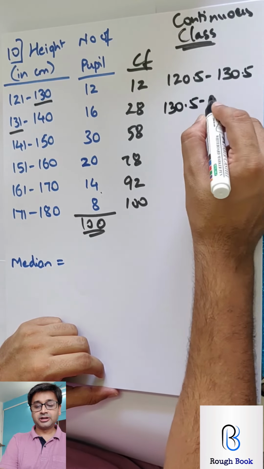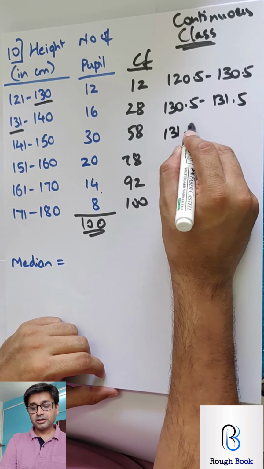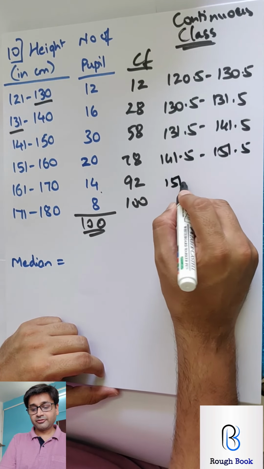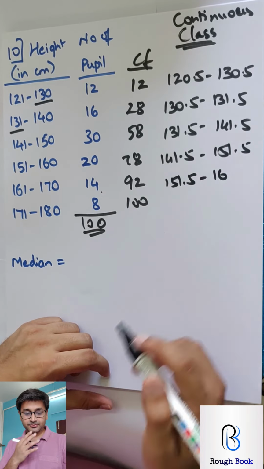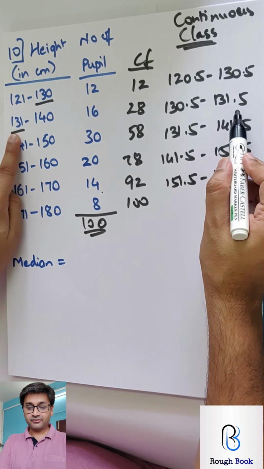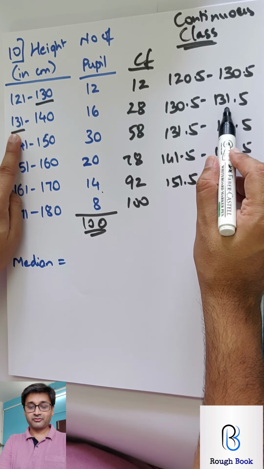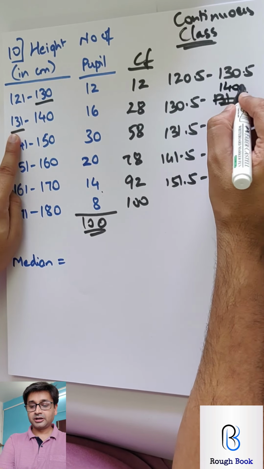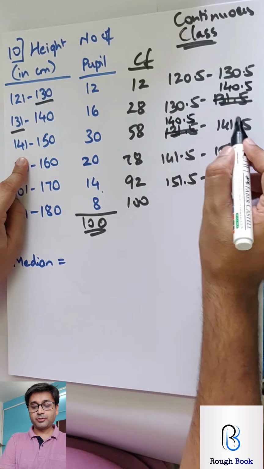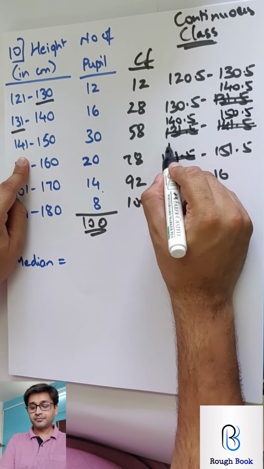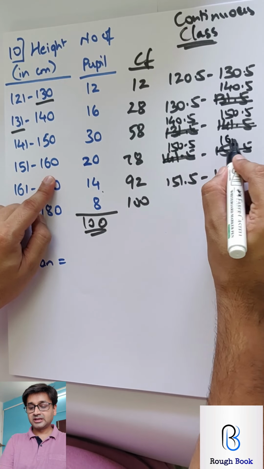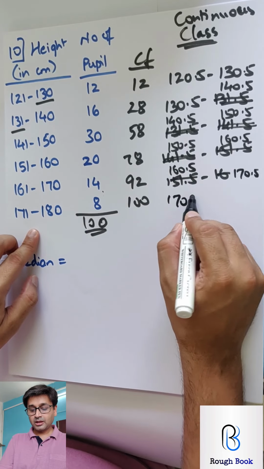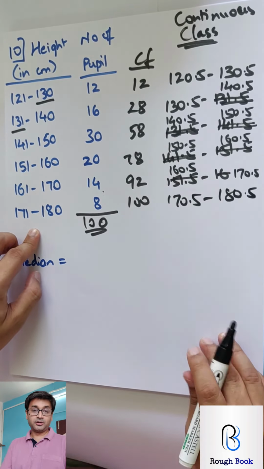130.5, 130.5, 31, 31, 41, 41, 51, 51, 61. Oh, I'm messing up something, it seems. 130.5, 141.5, 140.5 this should have been, no? I messed up the entire thing, I'm so sorry. This should be 140.5, 140.5, 150.5, 150.5, 160.5, 160.5, 170.5, 170 and 180. I'm so sorry.